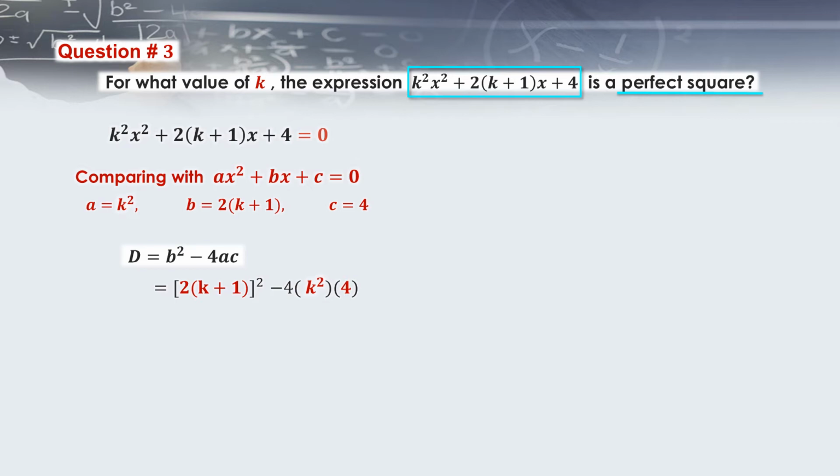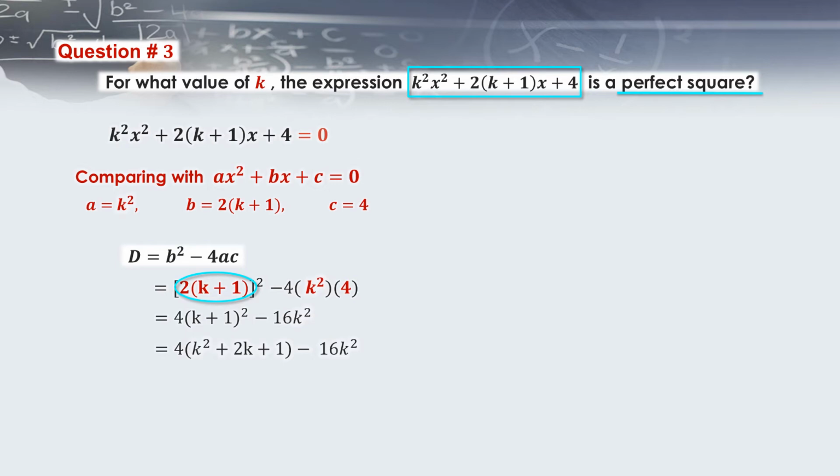Here the square of b means the square of 2 times k plus 1, which means that the square is on 2 and on k plus 1 individually. That becomes 4 times k plus 1 whole squared minus the value of the term 4ac, that is 16k squared. Expanding k plus 1 whole squared, we get k squared plus 2k plus 1.